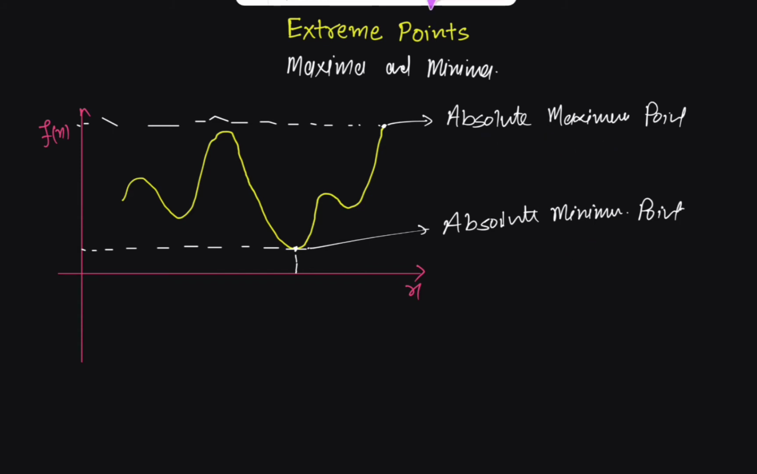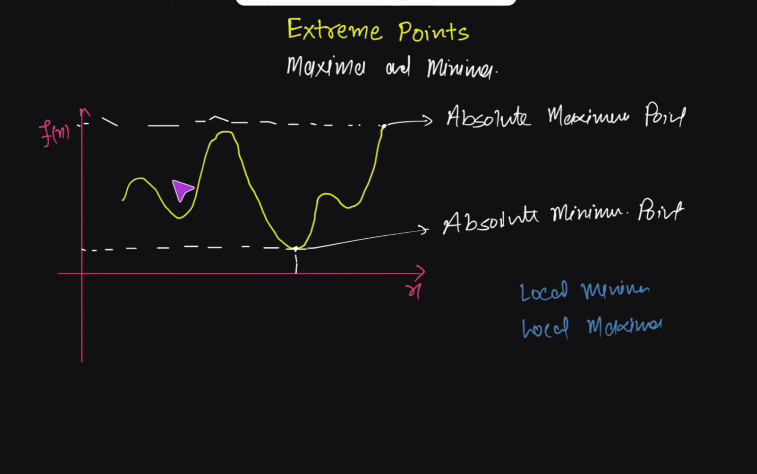Now, other than this, there's one more concept, and that concept is about local minima and local maxima. So far we have talked about the absolute points. Absolute means the point which is the highest, and at no other point will the function have achieved a higher value than this point. Similarly, no lower value than this point. So these two points are representing the absolute maxima and absolute minima respectively.